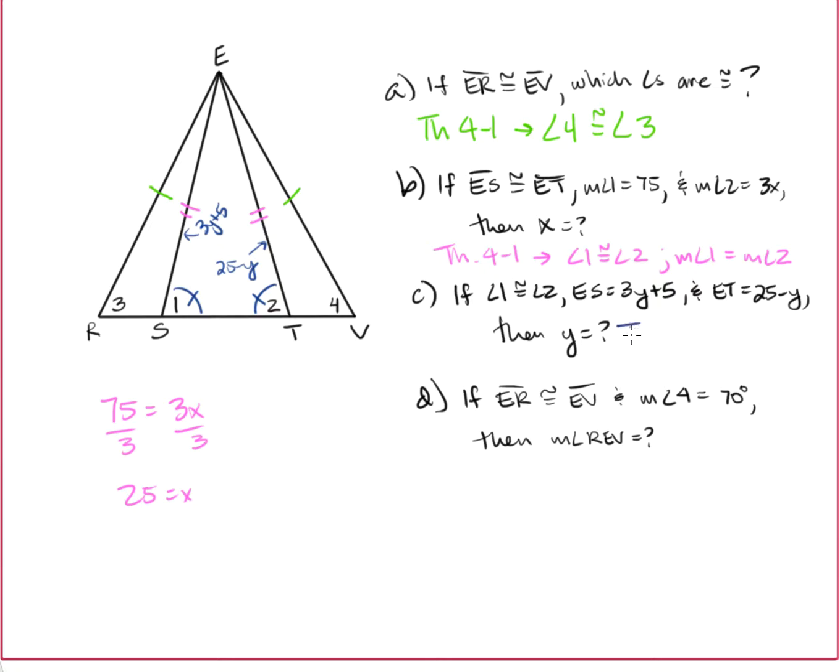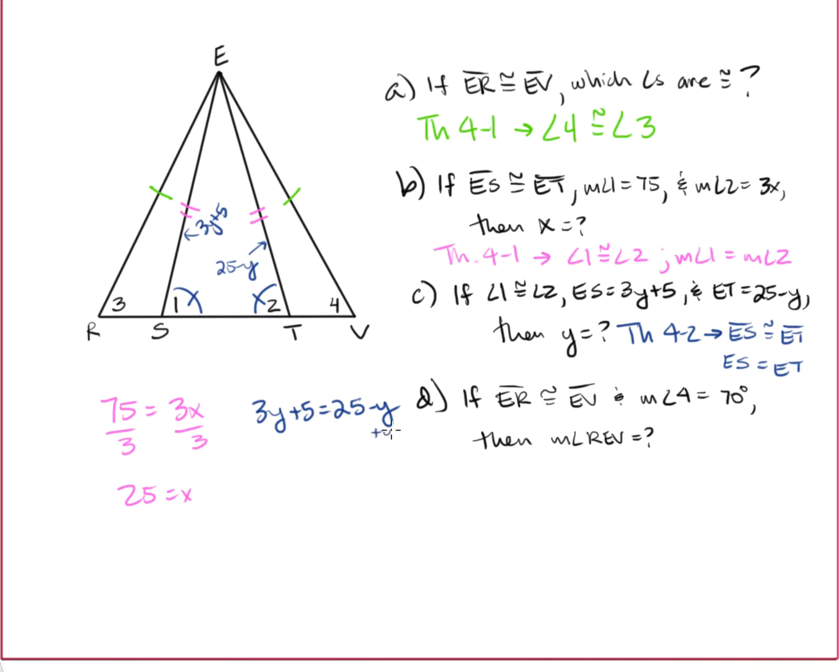Well, according to theorem 4-2, if angle 1 and angle 2 are congruent, it would mean that segment ES would be congruent to segment ET, because these two segments, ES and ET, are opposite these two congruent angles, which means I could take the length of ES and set it equal to the length of ET. So coming back down over here, I could say that 3y plus 5 should equal 25 minus y.